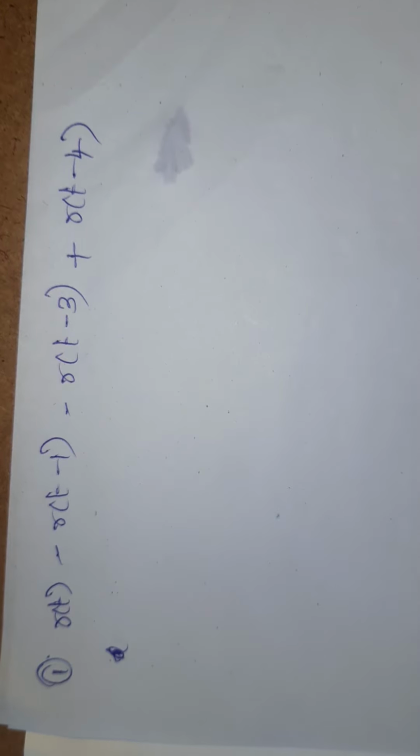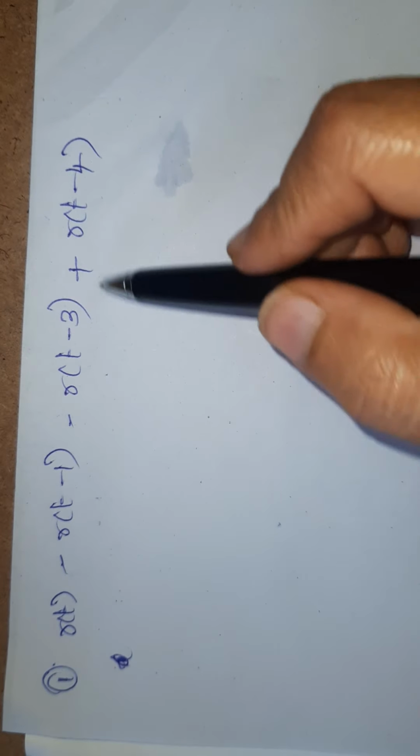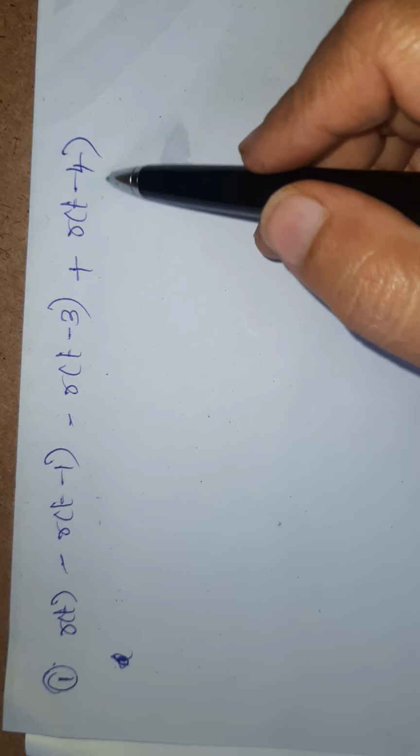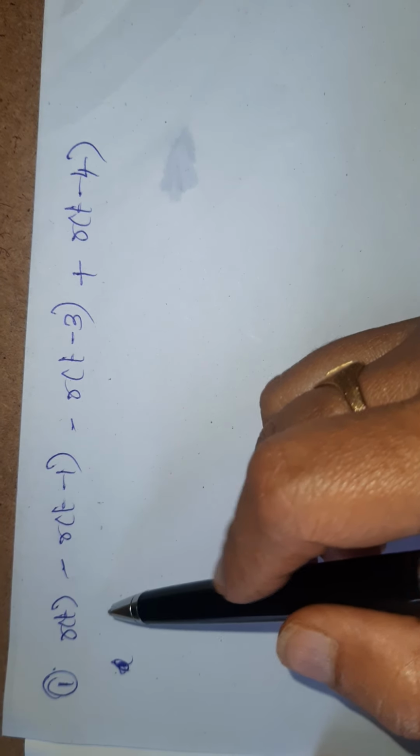Hello students, I am going to discuss a problem that I have given in the last sessions. R of t minus R of t minus 1 minus R of t minus 3 plus R of t minus 4. So what is R of t? R of t is a ramp signal.